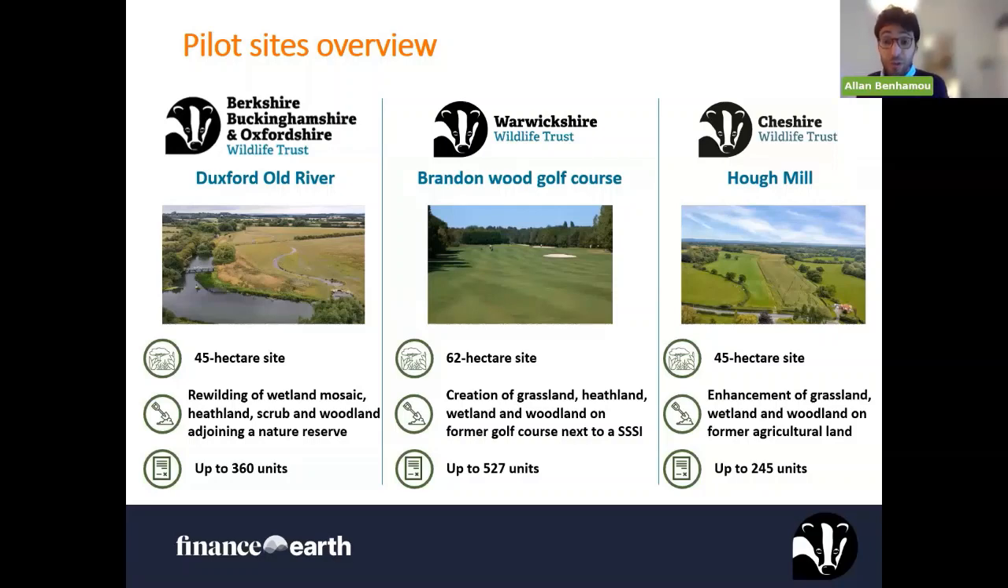What's been interesting is that we've been looking at sites with very different characteristics, between sort of 45 and 60 hectares. One of the sites focuses on rewilding of wetland mosaic, and so a near natural reserve, while other sites were more focused around the restoration and creation of new habitats from a specific area. One of them was a former golf course, and the other site, Half Mill, was agricultural land and trying to convert it into a biodiverse site.